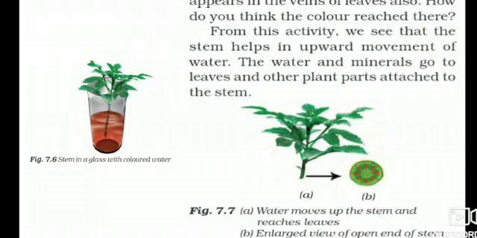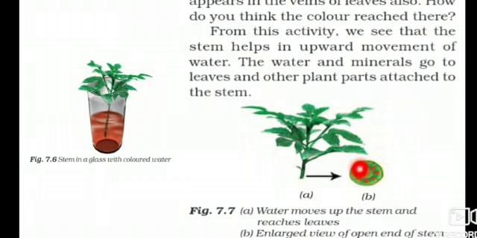From this activity we see that the stem helps in the upward movement of water, right? That is what we have seen, that the stem absorbs the water and gives it to the leaves. The water and the minerals go to the leaves and other parts attached to the stem. See, in the stem how many parts are attached, how many leaves are there, right?